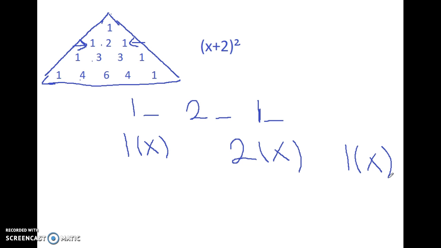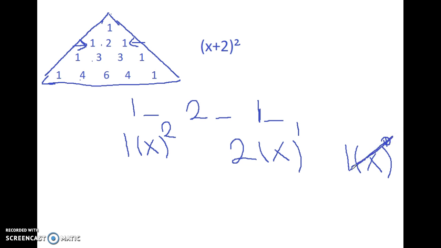So now we count down our powers, and we're starting with 2. So x squared, x to the first power, and x to the 0 power. I like to cross that one out because it just means 1. Anything to the 0 power is just 1.